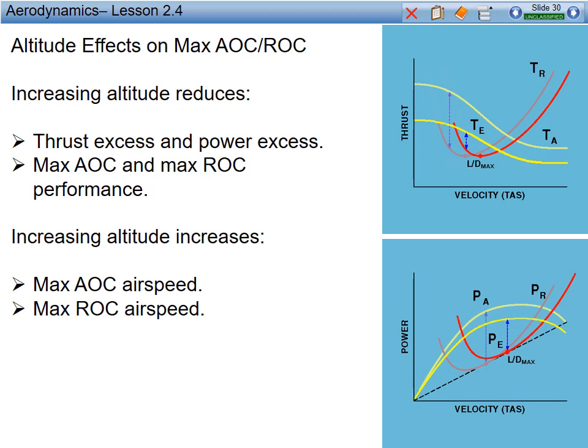An increase in altitude reduces the thrust excess and power excess, thereby reducing maximum angle of climb and rate of climb performance. Airspeed required to fly will also increase. Due to the decrease in density, the airplane will have to have a higher true airspeed or velocity through the air to maintain the same amount of lift.